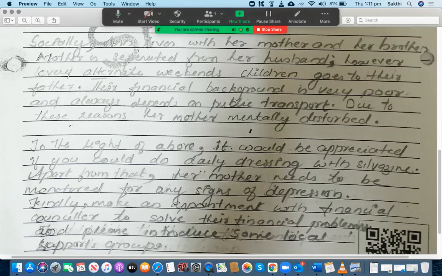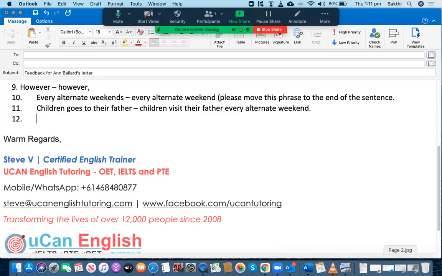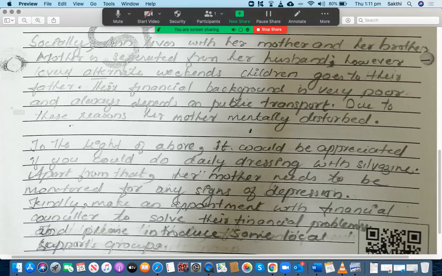All right, every alternate weekend, children goes to their father. Instead of that, what you could have done is you could have mentioned like this: children visit their father every alternate weekend. That would have been much better. But the way you have written down isn't up to the mark. Sorry about that. Okay, let's go to the next one.